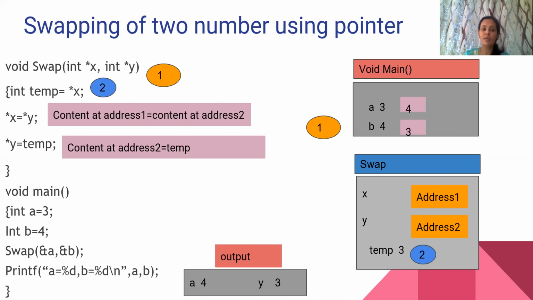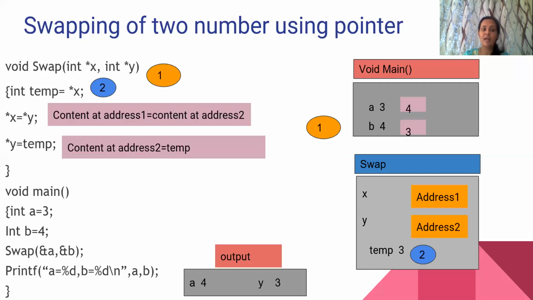When this statement is executed, the control will come here, that is, it is executing the swap function. Now the value of x is 3000 and y is 4000. Here when I say temp equals star x, temp will have the content at 3000. The content at 3000 is 3. So temp will be holding the value 3.